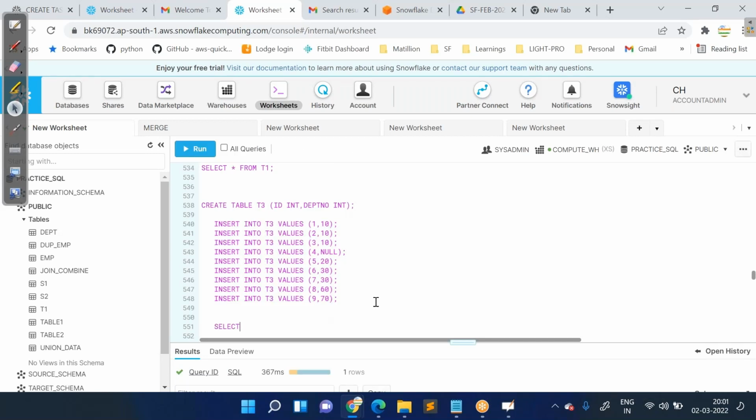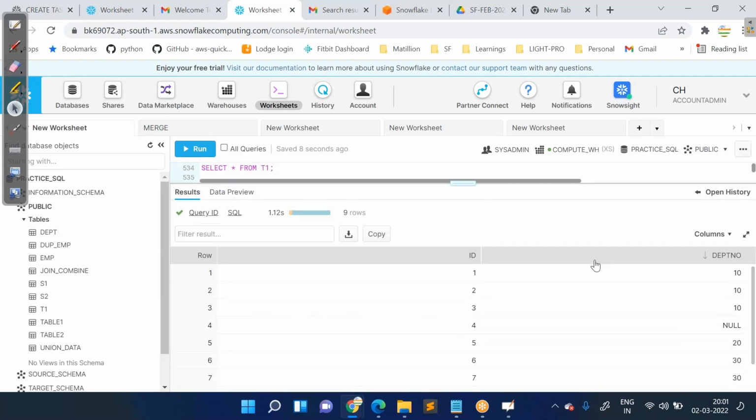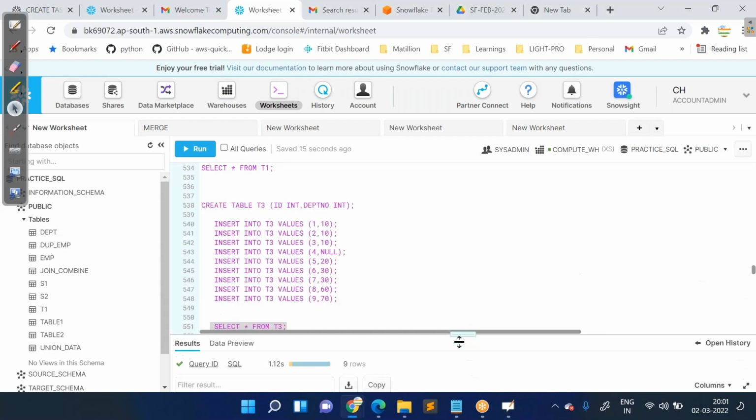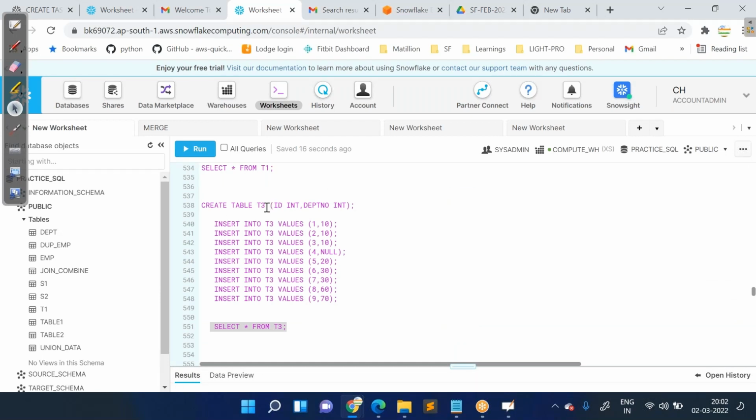Got it right? How many records in table 1? Understand the scenario. Don't sleep, okay? This is very, very important. Total how many records in your table? Having 9 records. Department number is the join condition. At the same time I am creating another table.